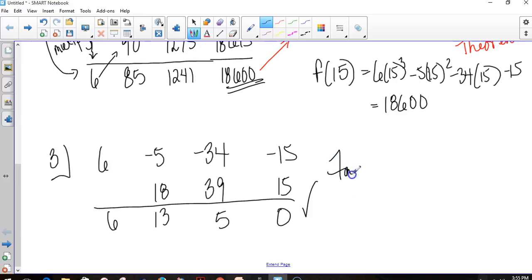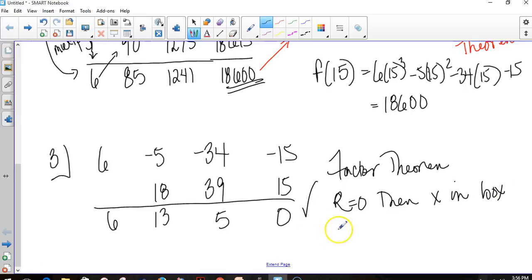So the factor theorem says if your remainder, I'm going to use an R, is equal to 0, then the x value in the box is a solution.